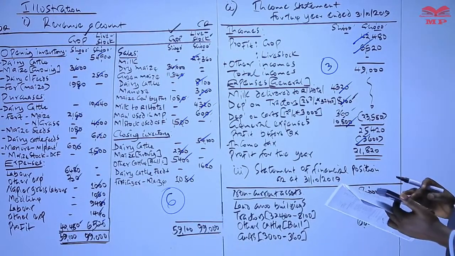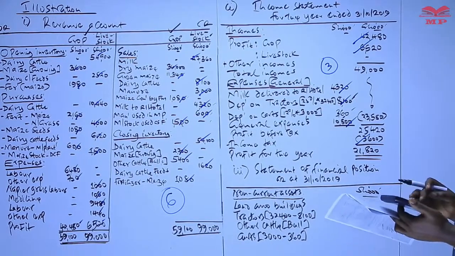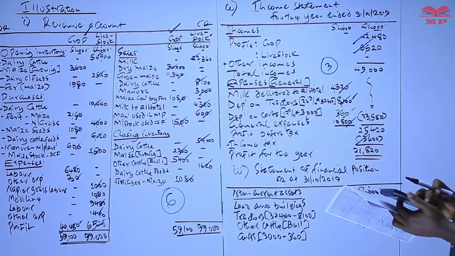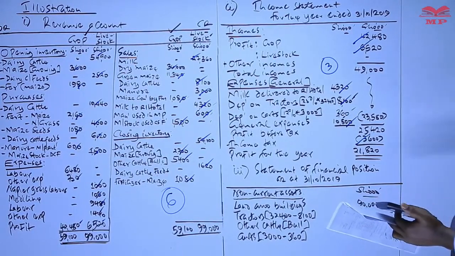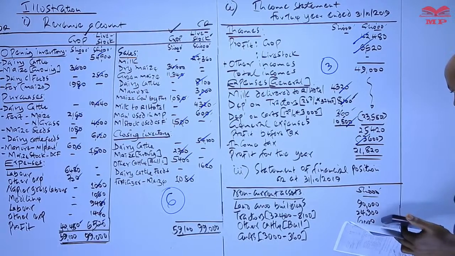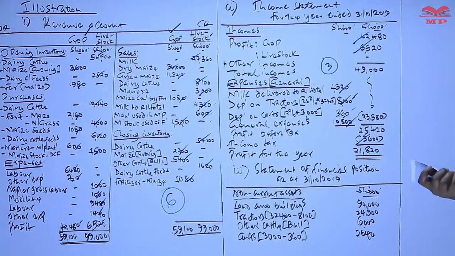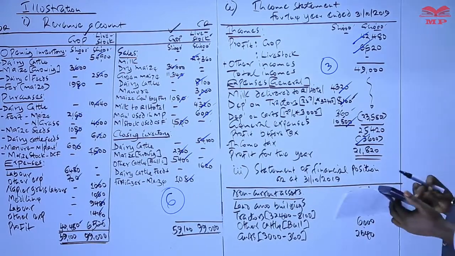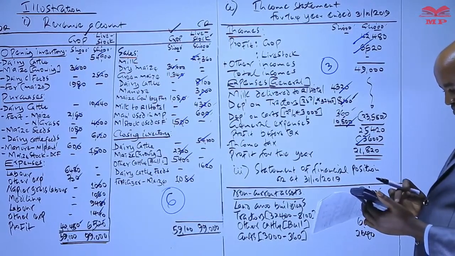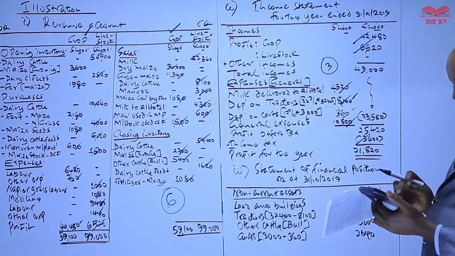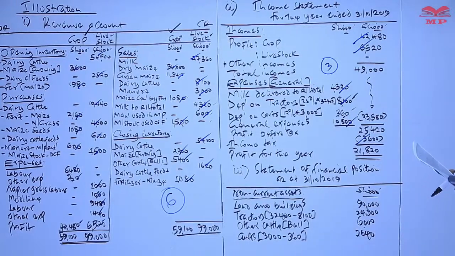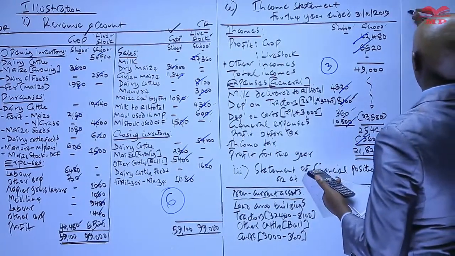And then we have cats. We have 3,000 minus 360, which will give us 2,640. Okay, I'm trying to counter-check whether we have any other item of non-current assets. I don't think so. Yes, so next we record current assets.